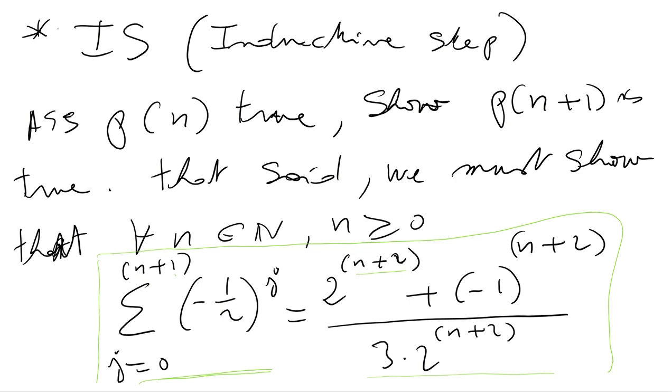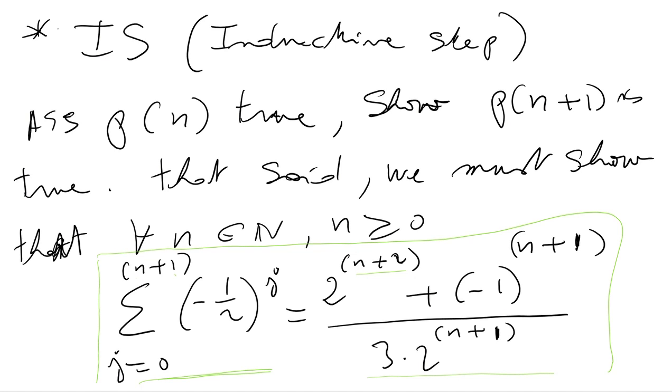And here we have n plus 1, right? Because initially it was n. Then down here, this is going to be n plus 1 also. So we have that, right?